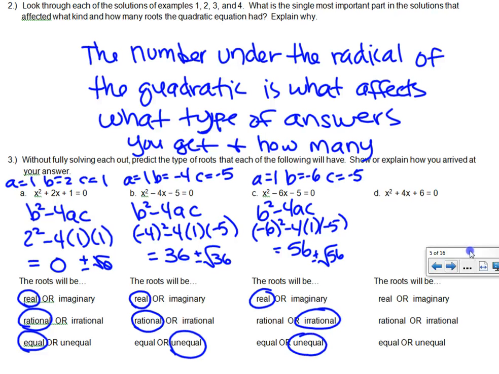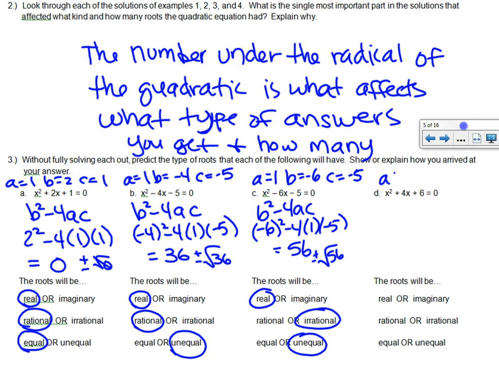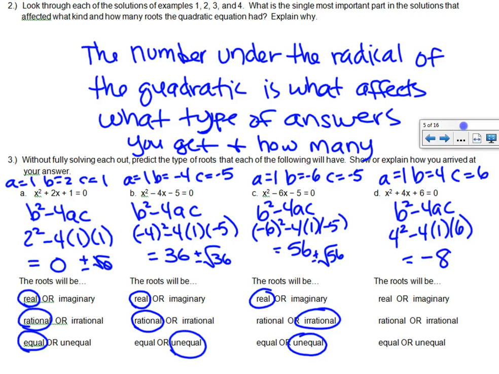And then lastly, okay, you're going to get negative 8. And if you have a negative 8 under the radical, it's imaginary, and then we don't need to talk about those.